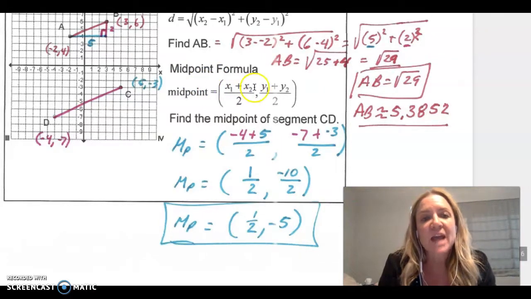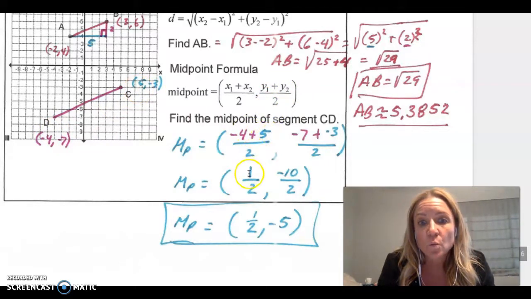Okay. So you're just going to add your 2 x values together and divide by 2. Add your 2 y values together and divide by 2. So in this case, you'd add the -4 and the 5, which gets you 1. So divide that by 2, 1/2. Then you're going to add the y values together, the -7 and the -3, so -10. That one is divisible by 2, so -5.